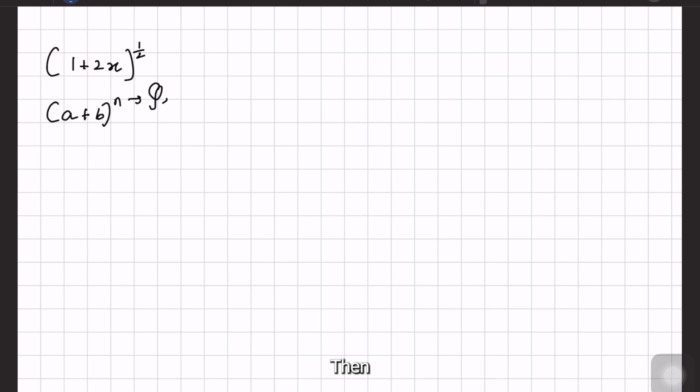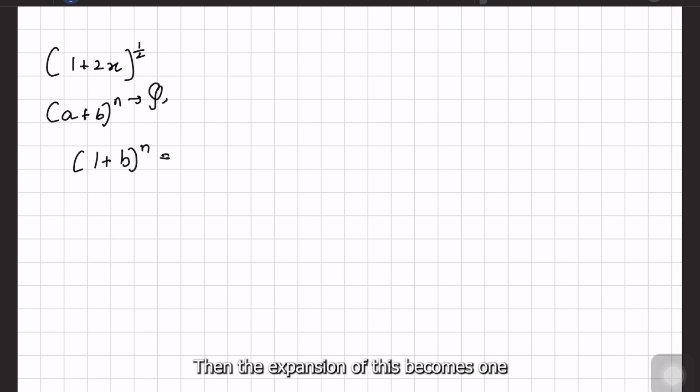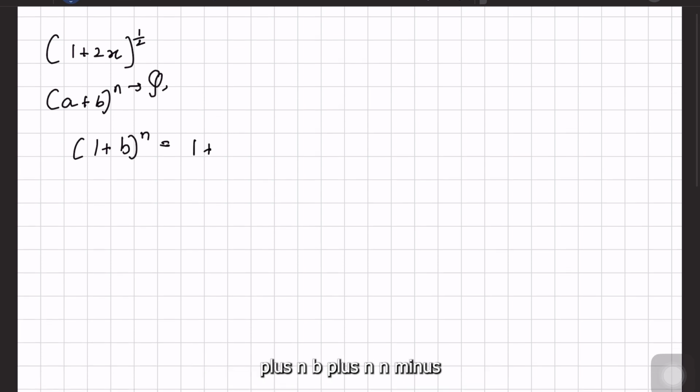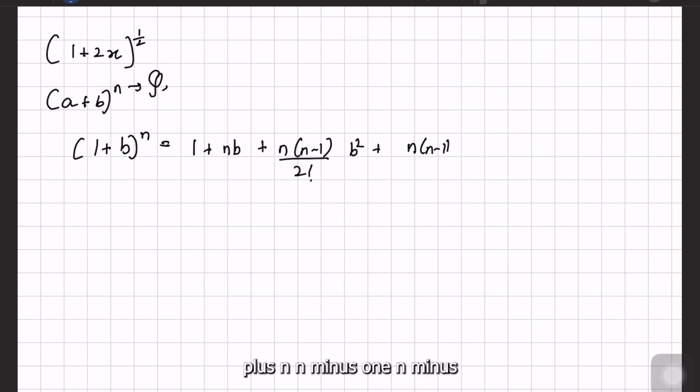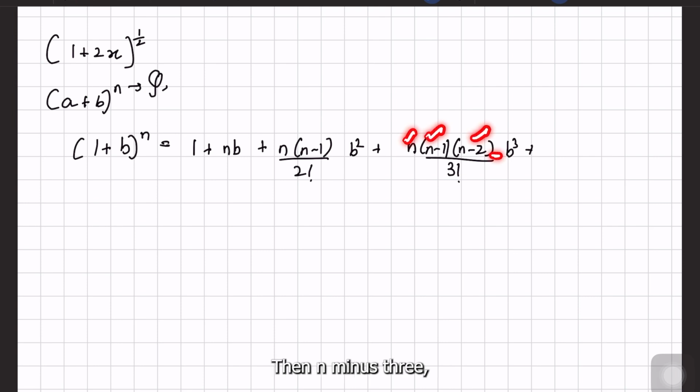then let's say I've got something like (1 + b)^n. Then the expansion of this becomes 1 + nb + n(n − 1)/2! b² + n(n − 1)(n − 2)/3! b³. And then my next term will be n(n − 1)(n − 2)(n − 3) b⁴ upon 4 factorial, and it continues like that.